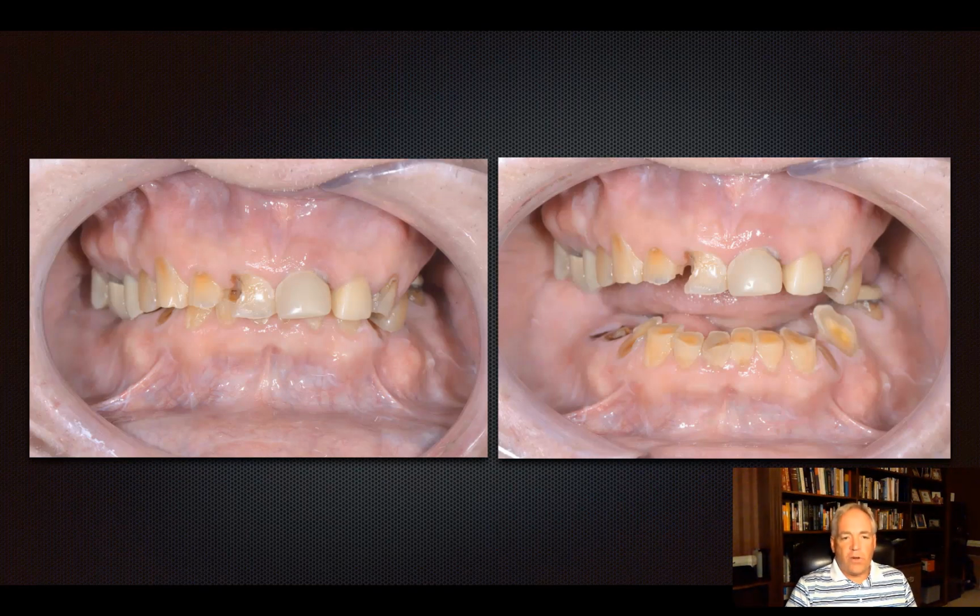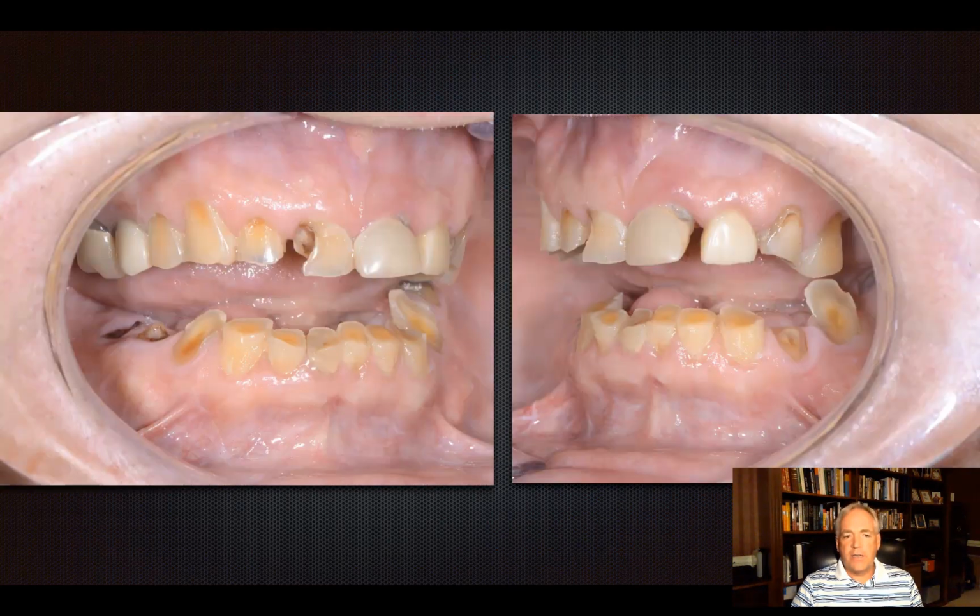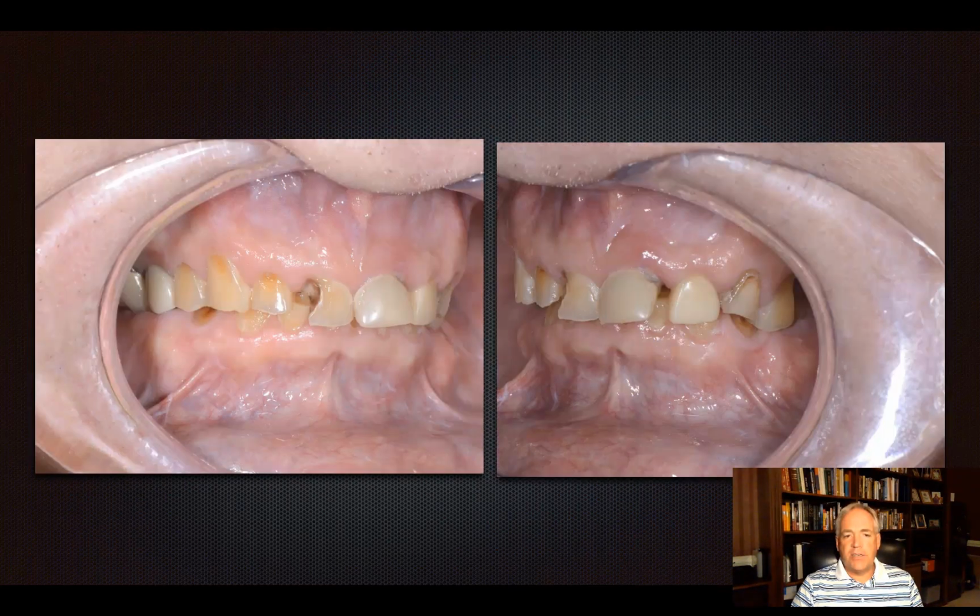The concept of an overclosed bite, we'll talk about that, vertical dimension. But this is what end-stage occlusal disease looks like. And challenging, they're fun, but it takes a great deal of knowledge, which is going to start right now in this class.